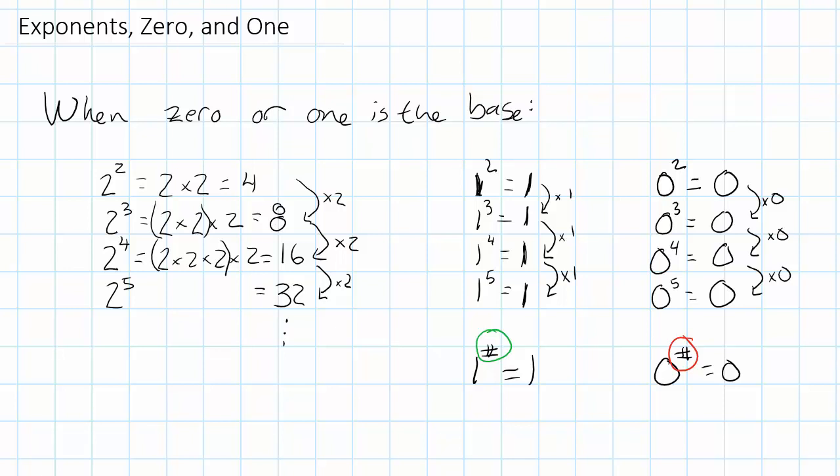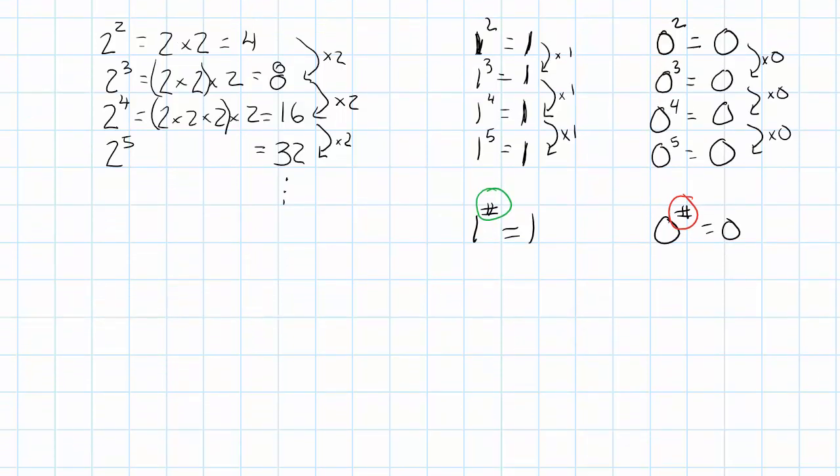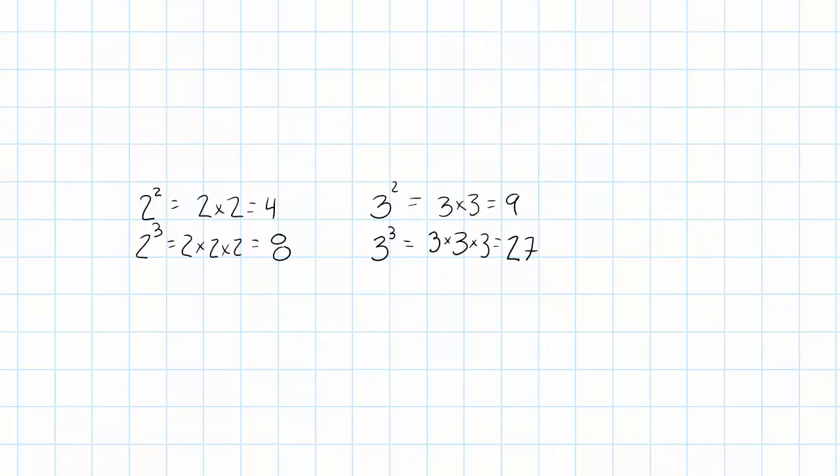So that covers what happens when 0 or 1 is the base. Let's think about when 0 or 1 is the exponent. 2 squared is 2 copies of the number 2 multiplied together. 2 to the 3rd is 3 copies of the number 2 multiplied together. It stands to reason that 2 to the 1st power ought to be just 1 copy of the number 2. 2 to the 1st power ought to be 2. The pattern that we saw earlier still holds. Every time we add an extra copy of the number 2, we multiply by 2.